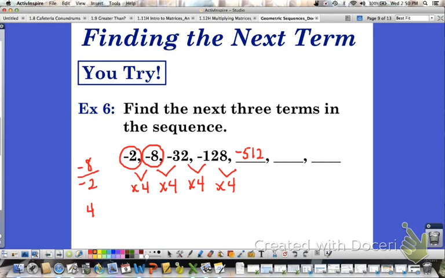-512 times 4 is negative 2,048. And then the last one, times 4, is negative 8,192.